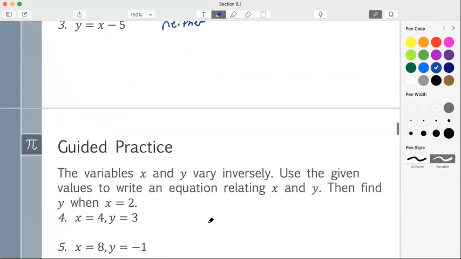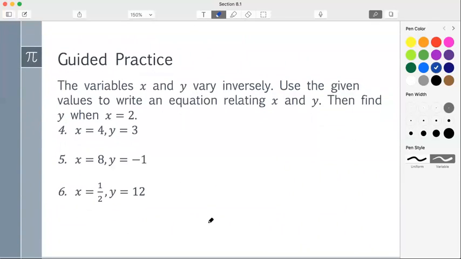Continuing on with guided practices 4, 5, and 6. The key phrase here is that the variables x and y vary inversely. So for each one of these functions, you're going to write y equals a over x, and then use the given information to solve for a. For number 4, when you solve for a, you get y equals 12 divided by x. Therefore, y equals 6 when x equals 2.